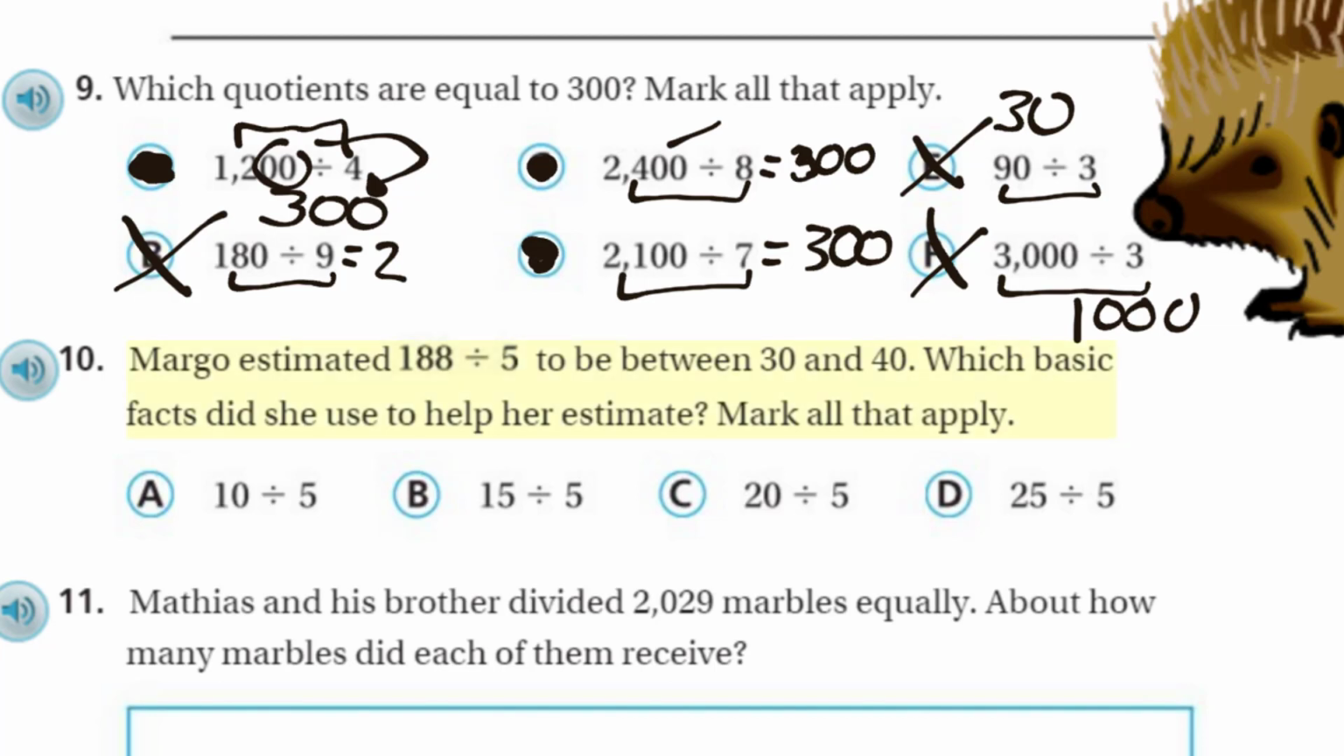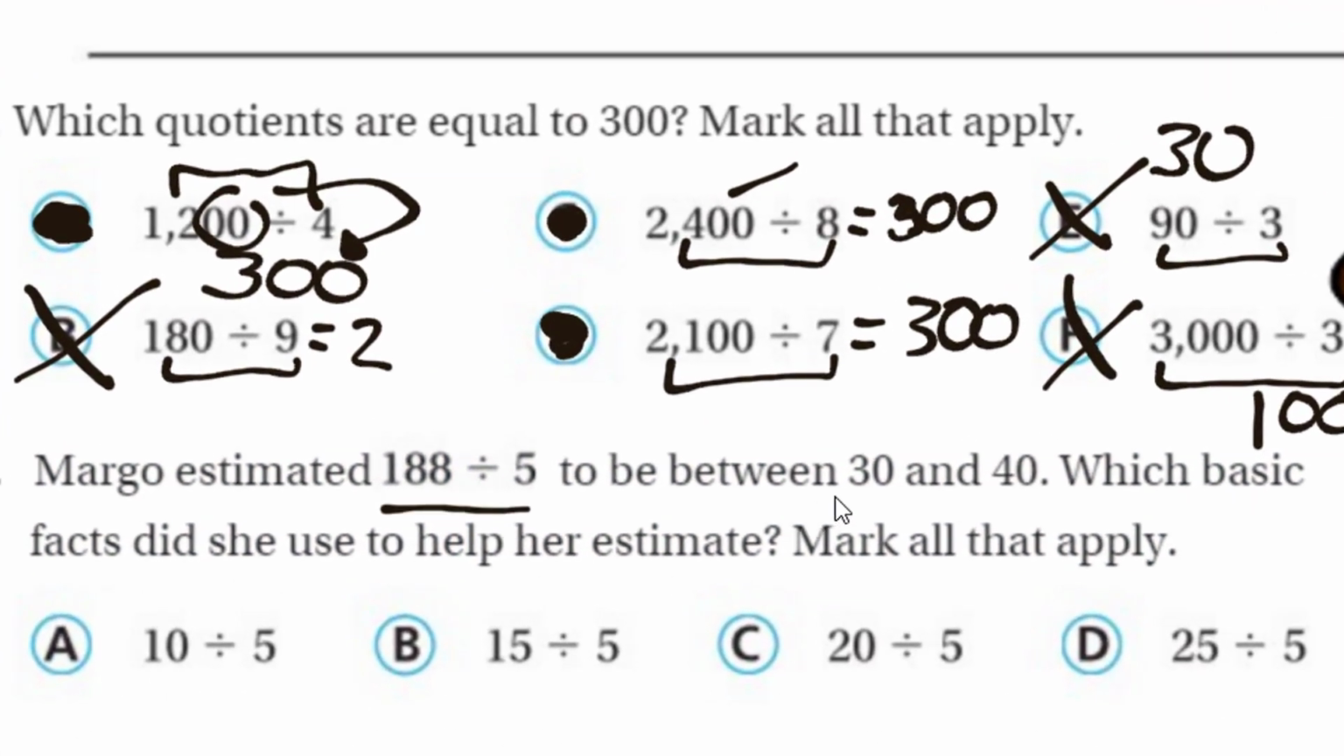Number 10. Margot estimated 188 divided by 5 to be between 30 and 40. Which basic facts did she use to help her estimate? Mark all that apply. Well, here's our division expression. She estimated this between 30 and 40, so she had to use a basic fact. Because it is an estimation, when I first glance at this, I do have answer choices, but I am going to want to maybe keep my 5.